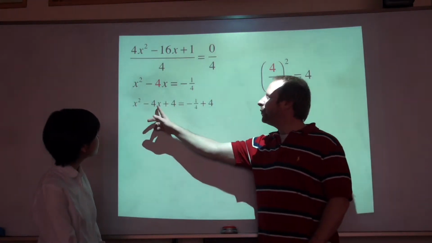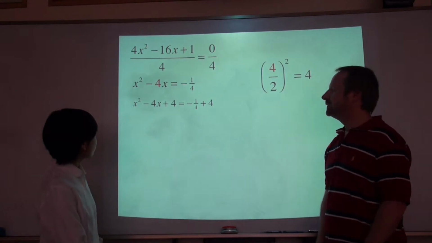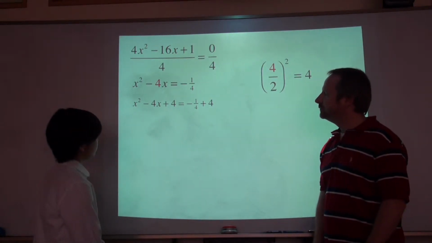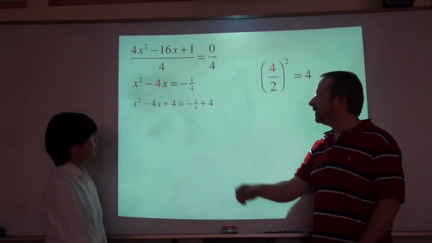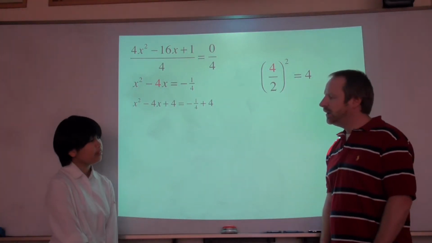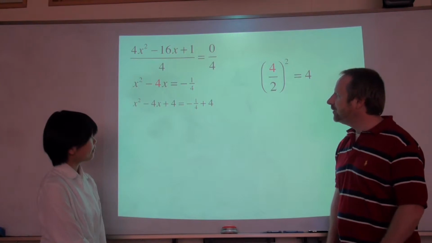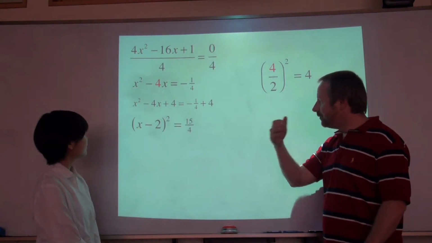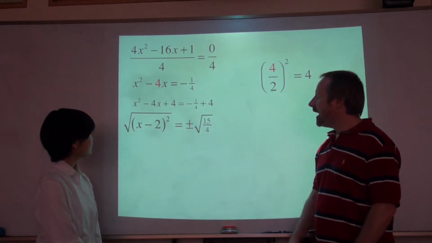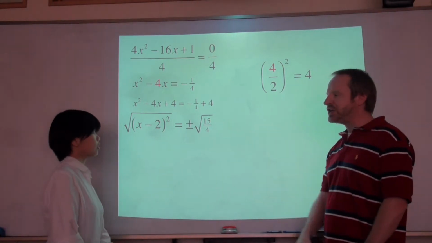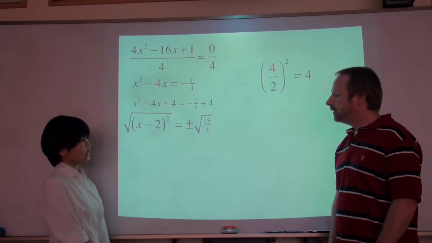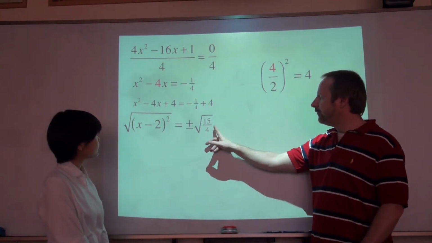And now, back to this perfect square trinomial, Risa. X minus 2 squared. And then what about this algebra over here? What's negative 1/4 plus 4? 15 over 4. Very quick. Good. All right. And now square root. And in this case, we don't have to rationalize our denominator. Why do we not have to rationalize the denominator? Because it's a perfect square. Very good. The square root of 4 is 2.